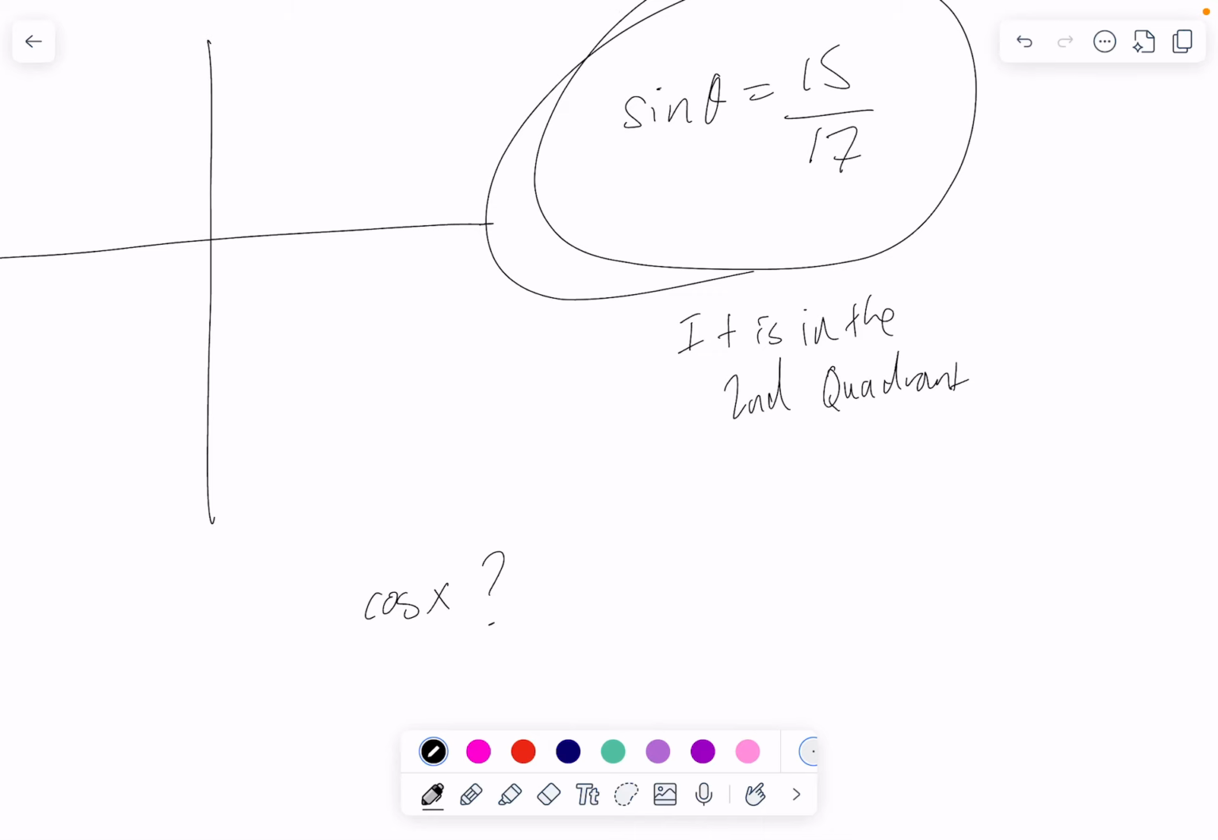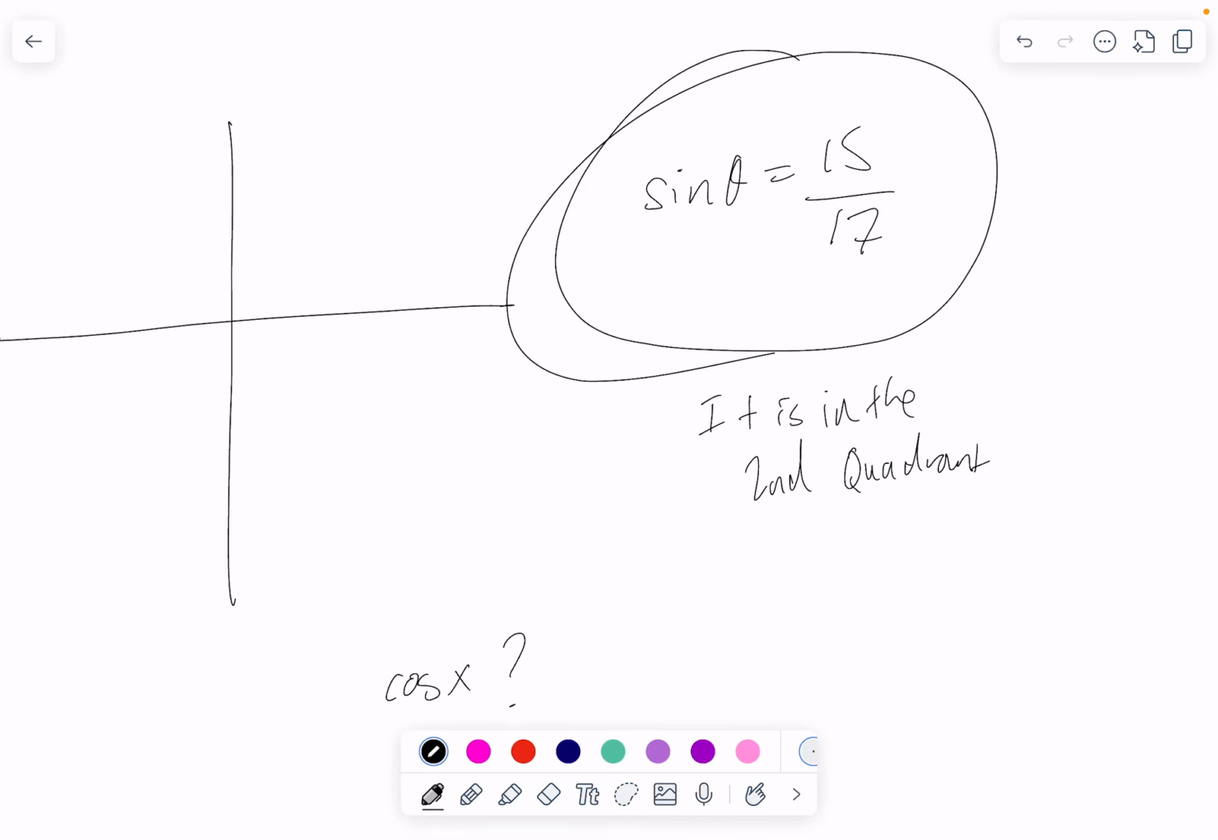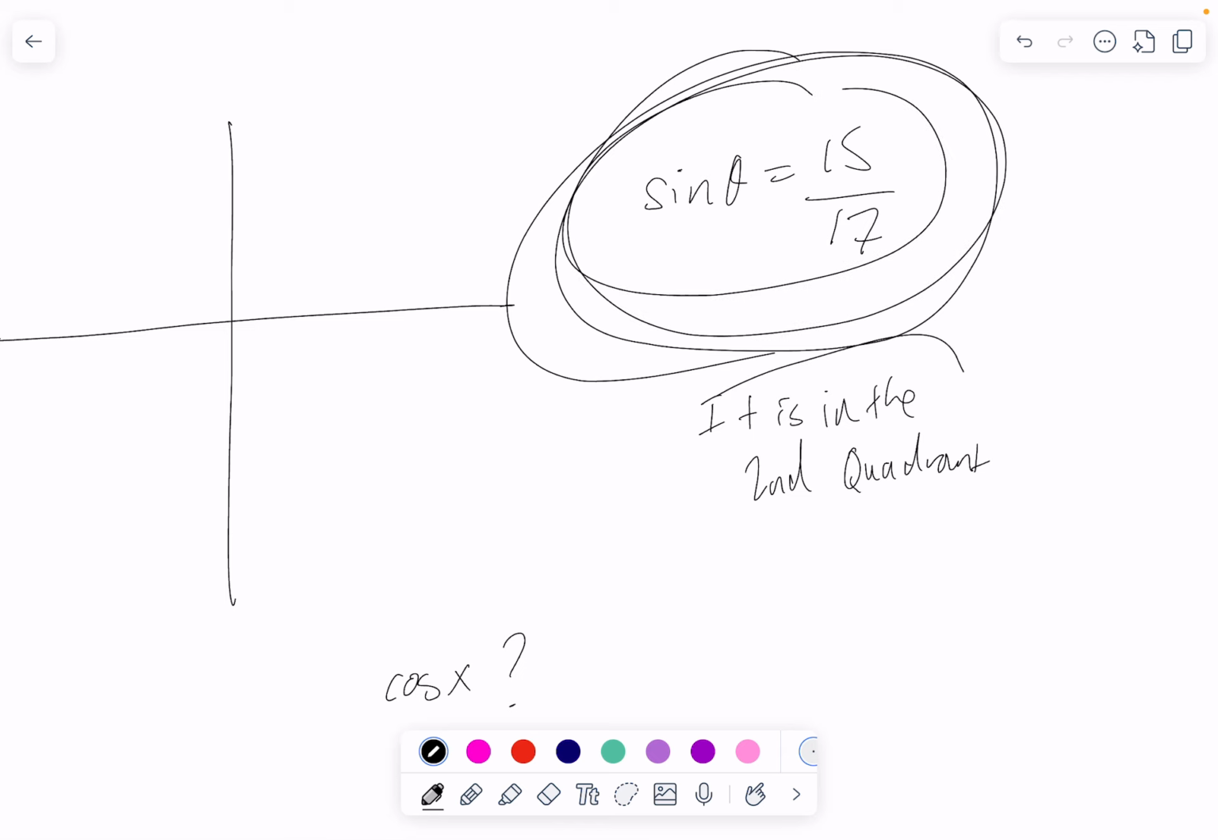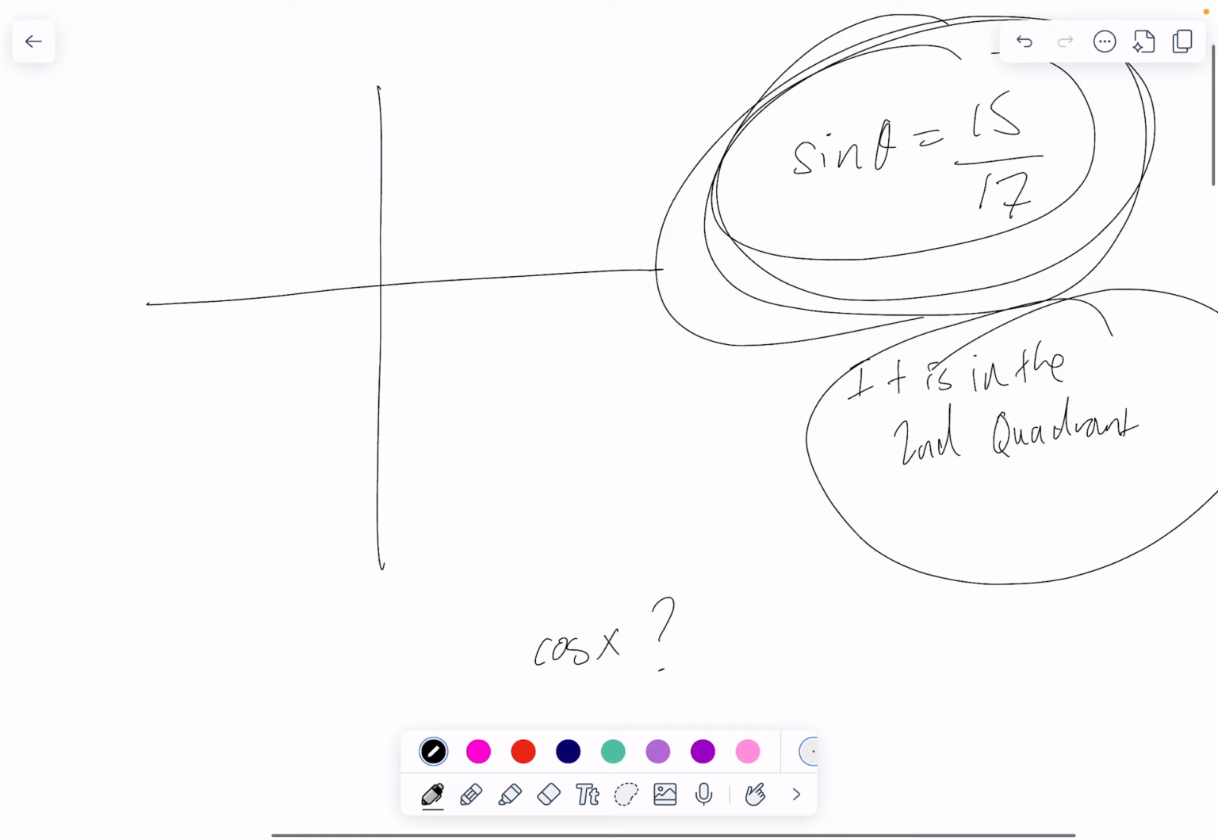All right. So basically, the question tells us two things. It is giving us that sine of theta is equal to 15 over 17, and it is in the second quadrant. Now, what can we learn from this?